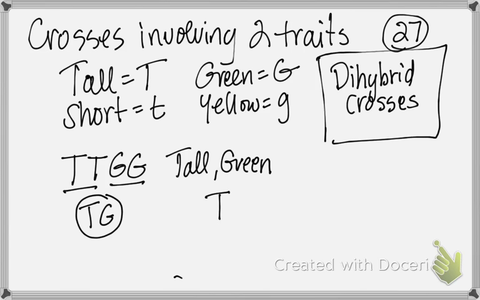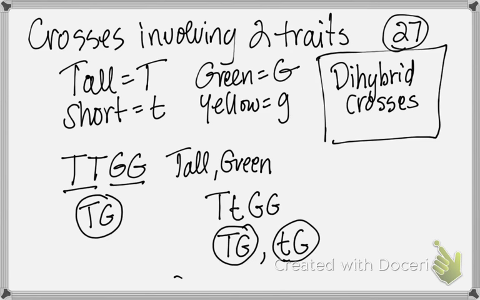What if the parent was a hybrid for tall, purebred green? Hybrid could give either capital T and capital G, or a lowercase t and a capital G. Do you guys all agree with that? Okay. Either the big T with the big G or the little t with the big G. It's really only 2 options.